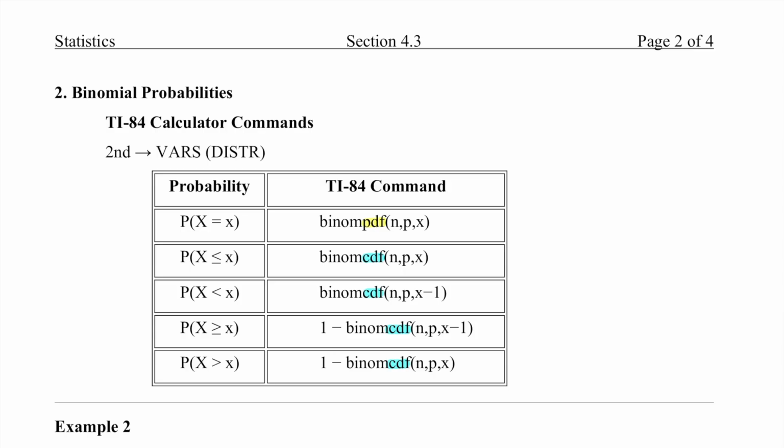A good place to start is with the word exactly. If the probability statement asks for exactly X successes, use binompdf of n, p, x. The command binompdf calculates the probability of one specific value. So it is only used when the probability statement contains an equal sign.